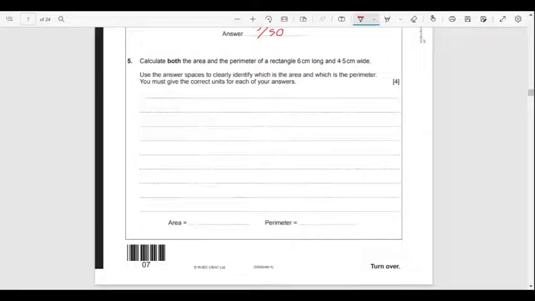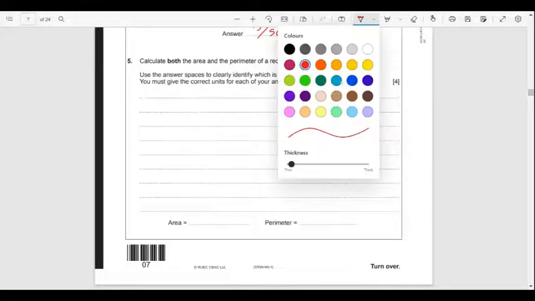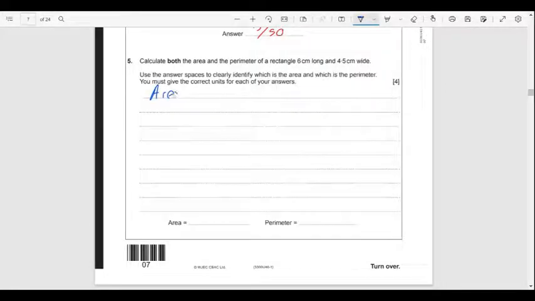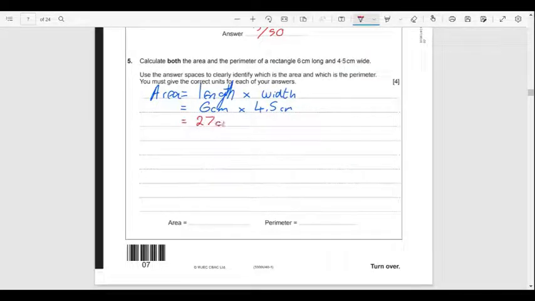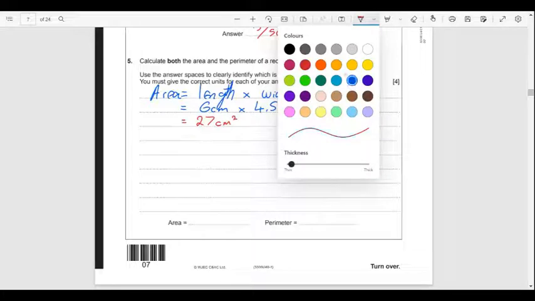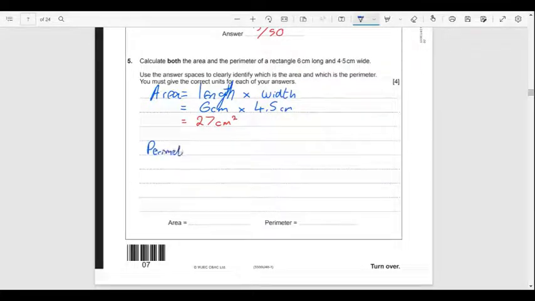For question 5 then, we're asked to calculate both the area and perimeter of a rectangle 6 centimeters long and 4.5 centimeters wide. So, for area, area is length times width. Length is 6 centimeters. The width is 4.5 centimeters. So the area is 27 centimeters squared. The perimeter is the sum of all sides.